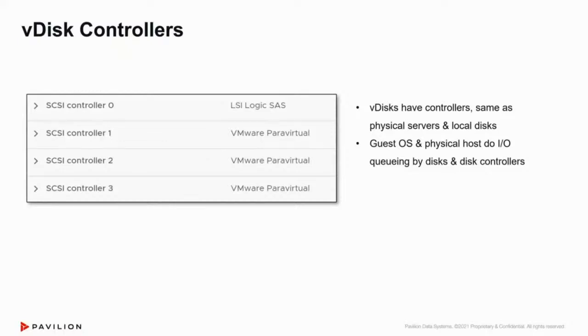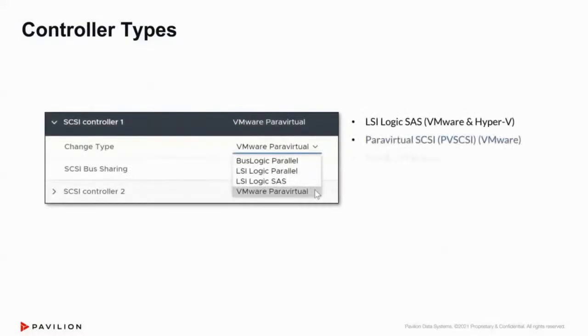The hypervisor does queuing, not just by controller, but by a number of controllers, by virtual disks connected to those controllers. So what we need to do is make sure that we have the appropriate number of controllers for your workload, as well as the right type. And sometimes that depends on the underlying storage. So there's a few types on here.